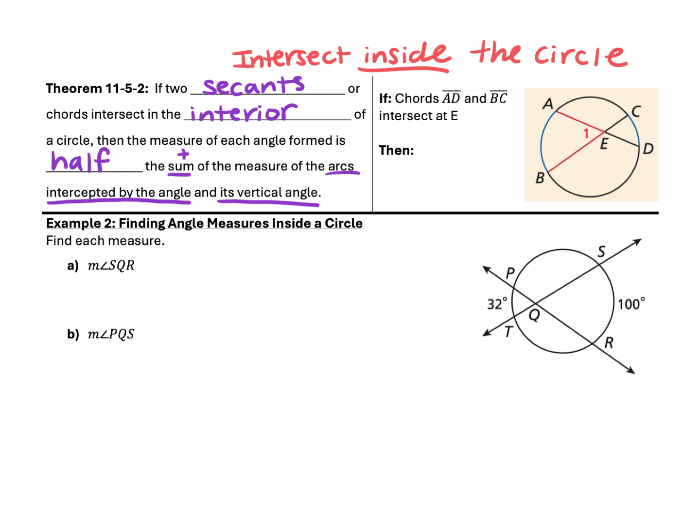In the picture over here, notice that chords AD and BC intersect at point E, and that intersection point E is inside the circle. This theorem states that the measure of that angle formed, angle 1, is going to be 1/2 the measure of its intercepted arc. That's going to be 1/2 of the measure of arc AB plus the measure of the arc that's the vertical angle to that. So these two angles here would be the vertical angle. So the second arc is arc CD.